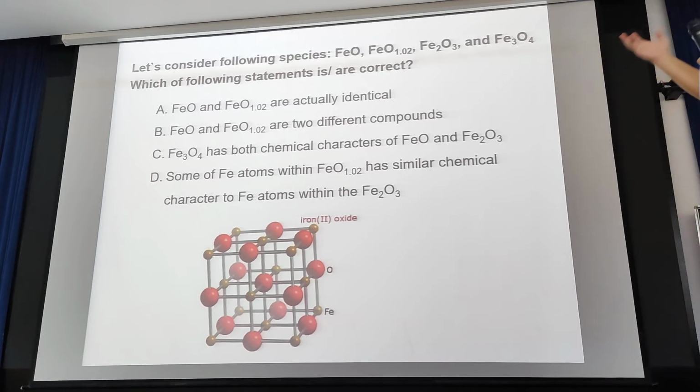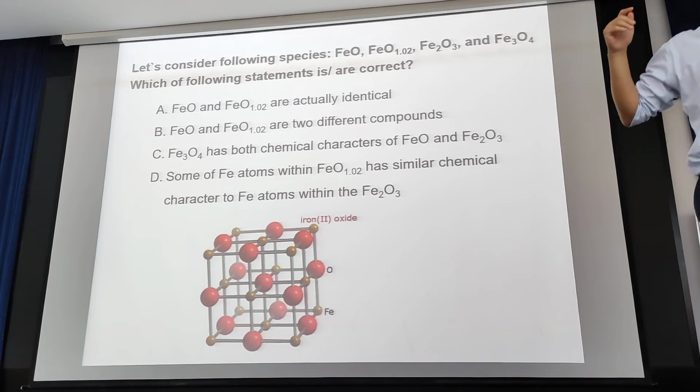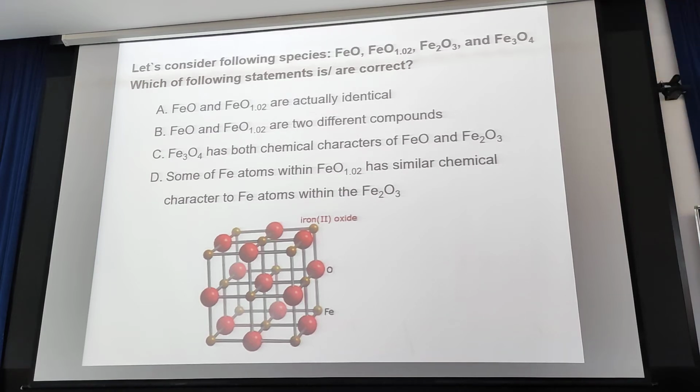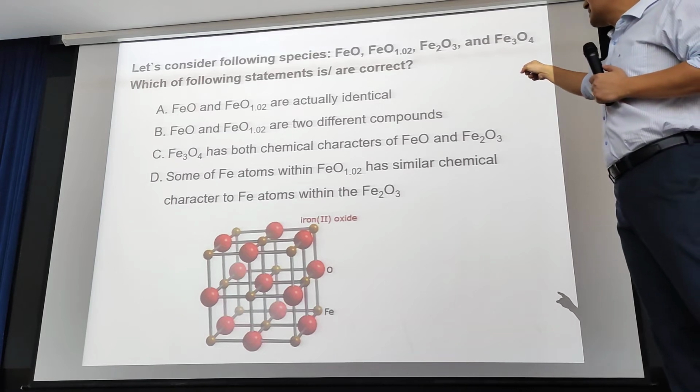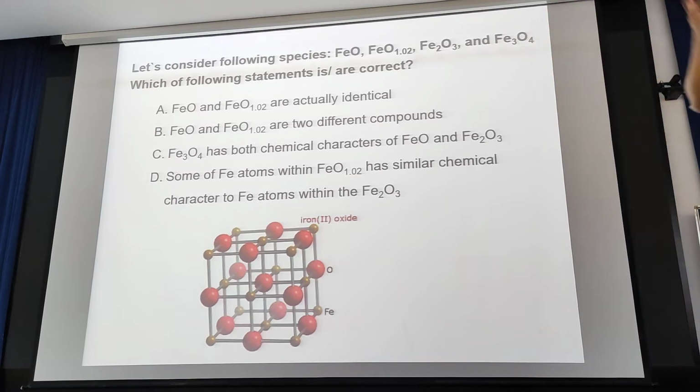Fe3O4 has both chemical characters of the first one and the second one. Is it correct or not? Yes, that you learned already, right? And the first one, some iron atoms in Fe1-xO have similar chemical character to the iron atom within this Fe2O3. Is it correct or not correct? No.